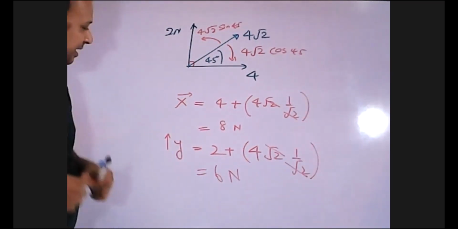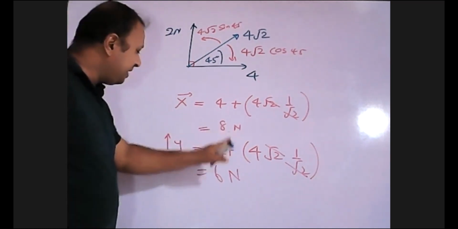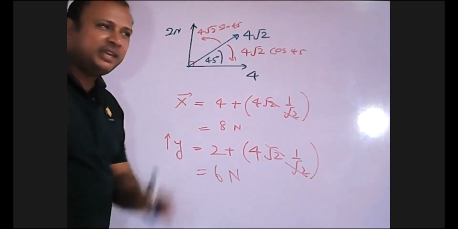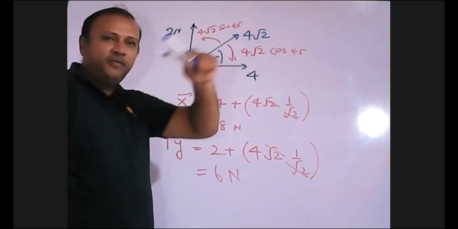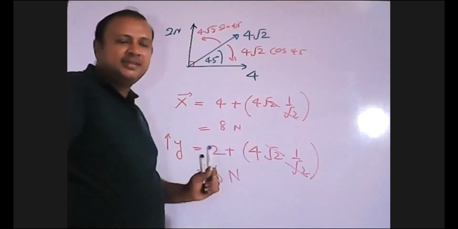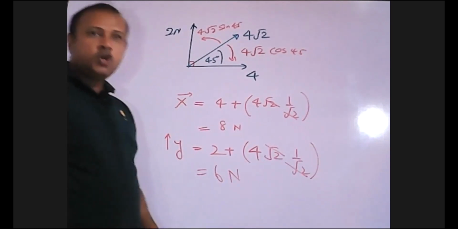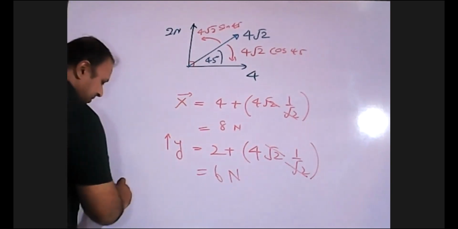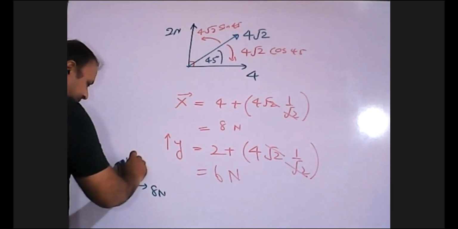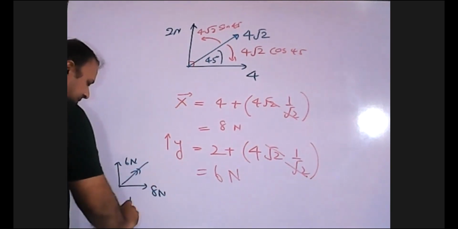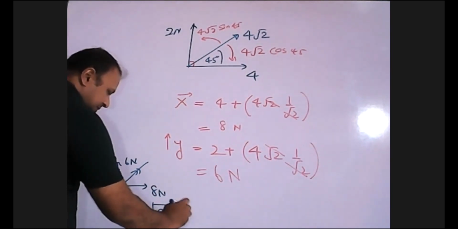That is very easy. There are two perpendicular forces, one is 8, the other is 6. Therefore, the resultant would be 10. How to get that? Square root of 8 square plus 6 square, which is equal to 10. Here this is 8 Newton, and here this is 6 Newton. So R is equal to the square root of 8 square plus 6 square.